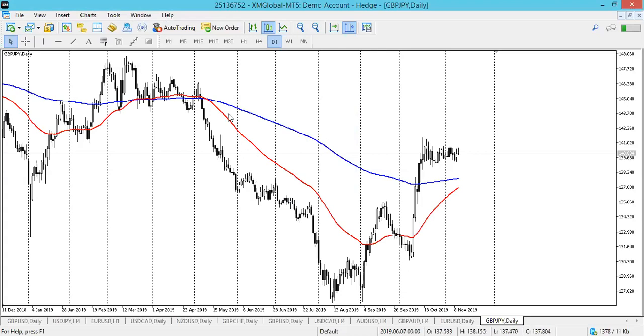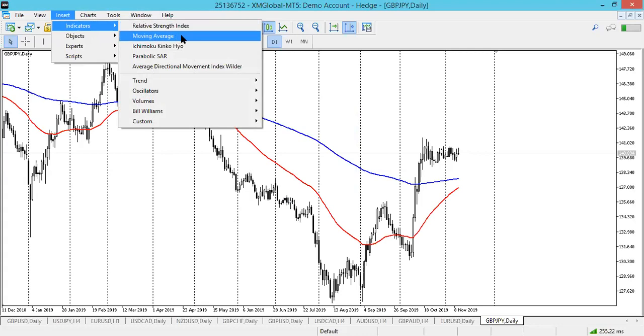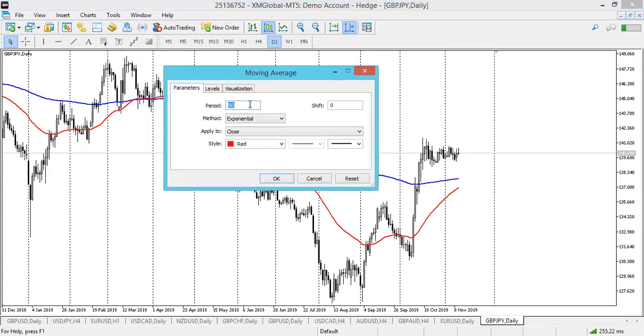A moving average, it basically gives you a line that averages the past X number of candlesticks. No? So, kanina nakasulat dun yung period pag nag-insert ka. Insert indicators, moving average. Makikita niyo po yung period. Basically, it averages the closing price of the past X number of candles. In this case, it's the past 50 candles.